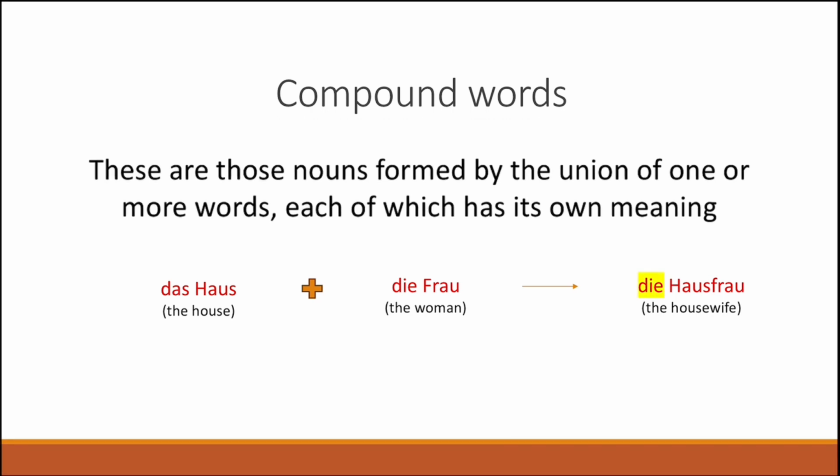Well, another thing which is quite important to discuss is the gender of the compound word. And it's important to notice that the gender of the compound word is simply going to be the gender of the second word we're using, or the last word if we're using more than two words. So in this case, we can see that the gender of the second word being used is feminine because we have die Frau. So because of that, the gender of the compound word is also going to be feminine.